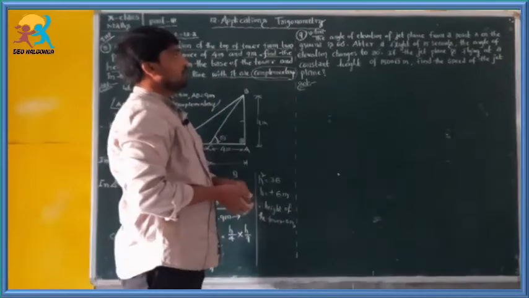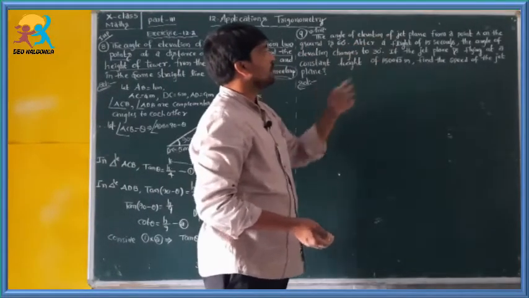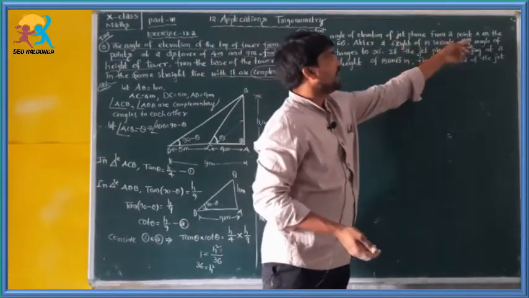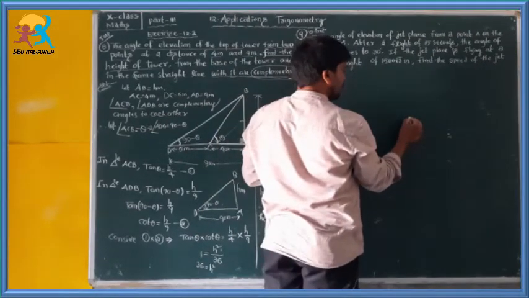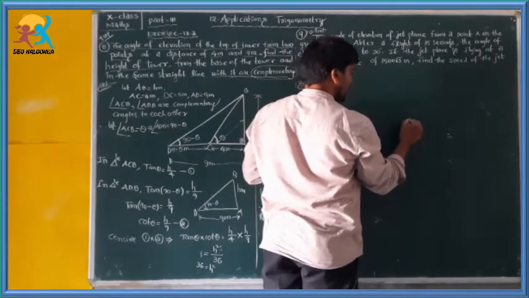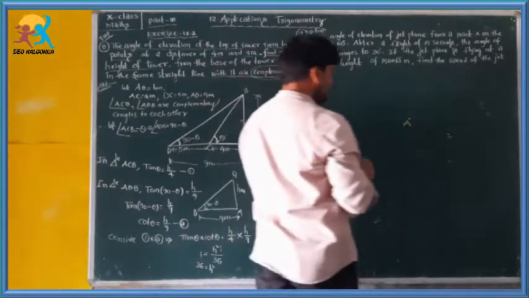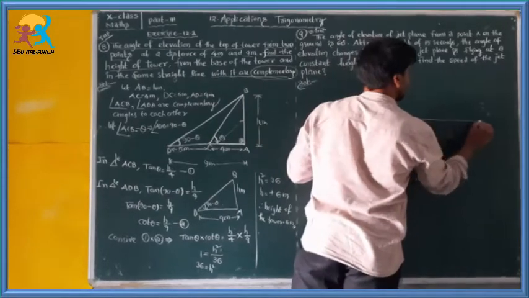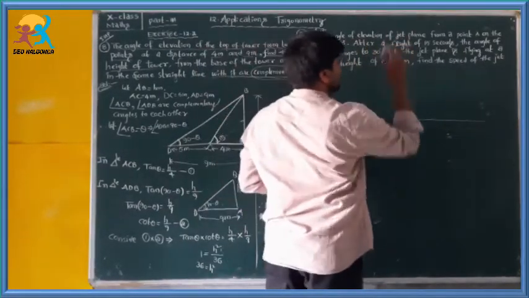Okay, final question, the ninth one. The angle of elevation of a jet plane from a point A on the ground. First of all, we have to take a point A on the ground. Let us take a point A on the ground. This is the ground actually. The angle of elevation of the jet plane.